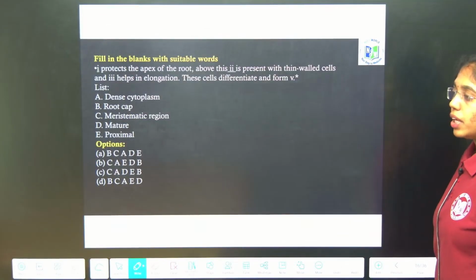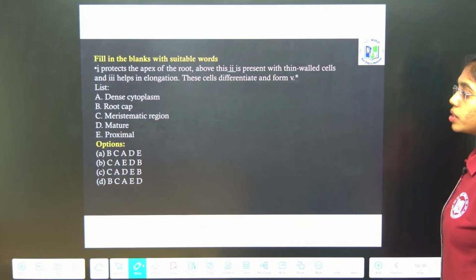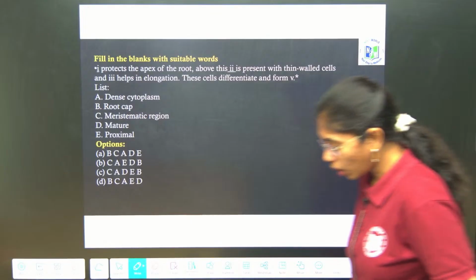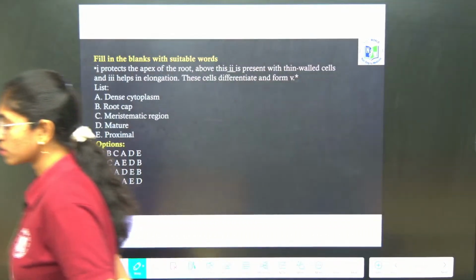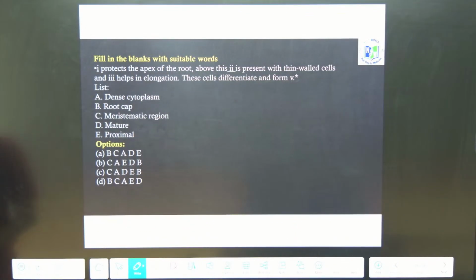This you see, ma, fill in the blank type of question. Try to answer this. Open to all. Try to answer and then we will solve it all together.